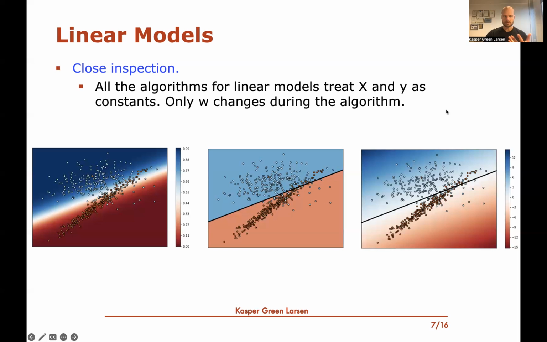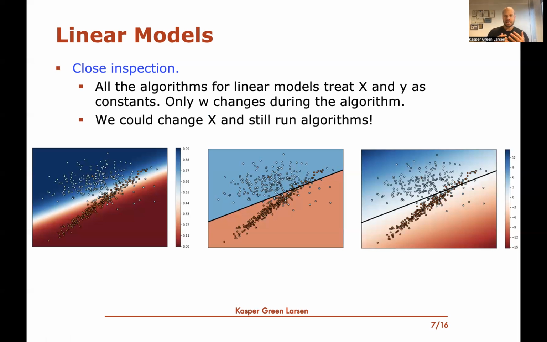And then we just change W during the algorithm, which means that maybe we could actually change the data first, change X, and then run the algorithm. So the algorithm would still be the same, but perhaps we could change the data before we run the algorithm in such a way that the linear model actually makes sense to use. That's the basic idea in these feature transforms that we'll see.